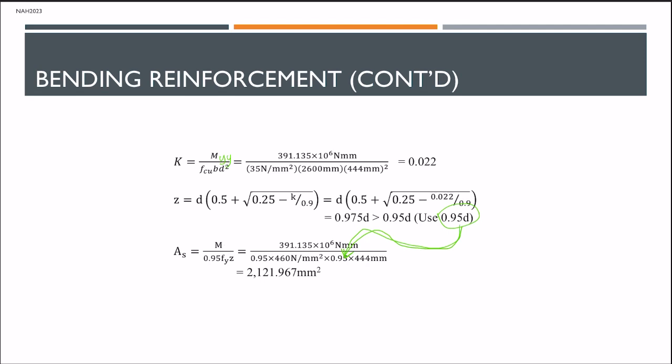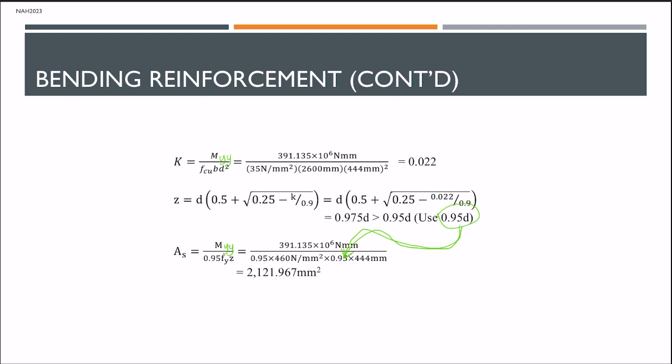Just put it in. So remember this is MYY. So divide by 0.95, multiply by FY 460 given in the question, multiply by Z which is 0.95, multiply by D. So 0.95 times 444 mm. Then I get 2121.967.